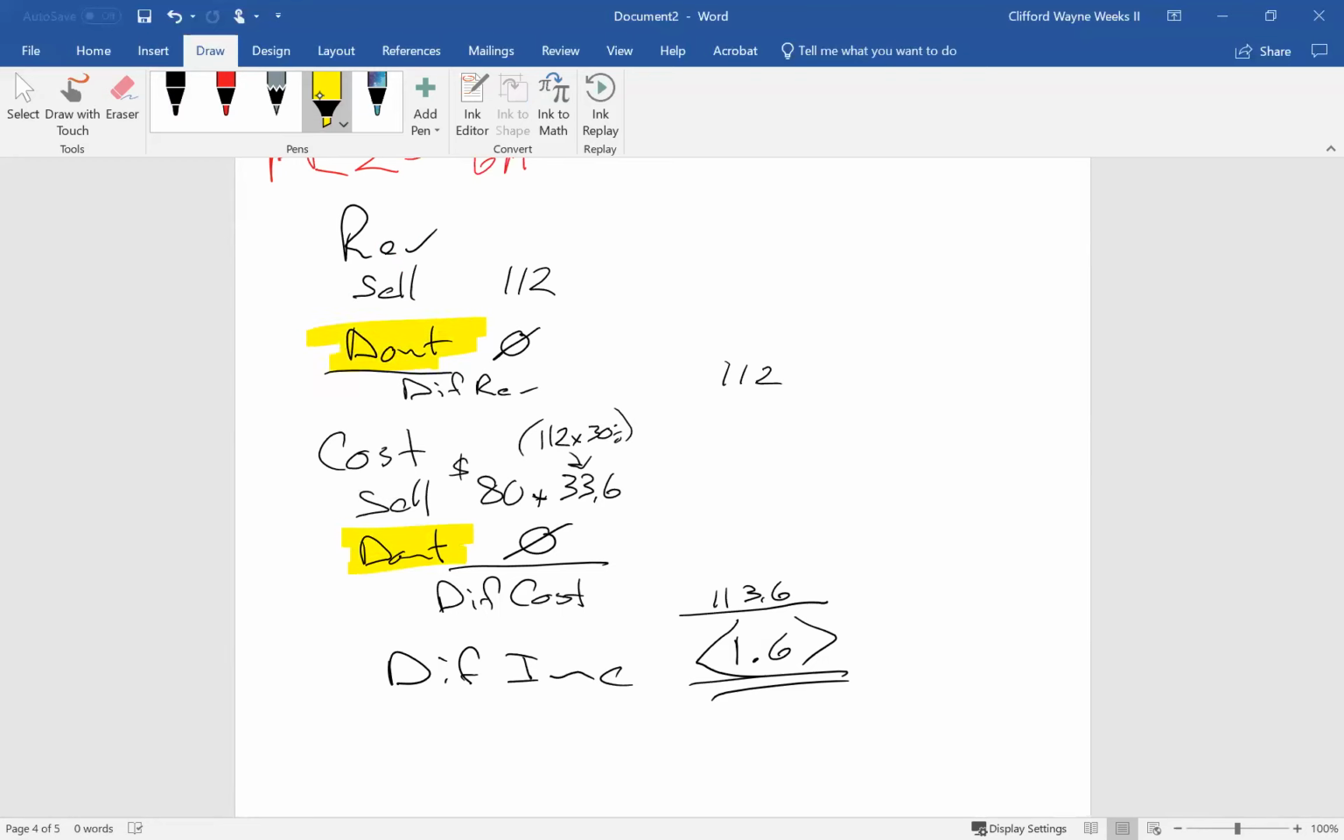Don't do it, because if you do it, you're going to lose $1.60 per unit. So if we did 1,000 units, you're losing $1,600. And so the issue is don't do it.